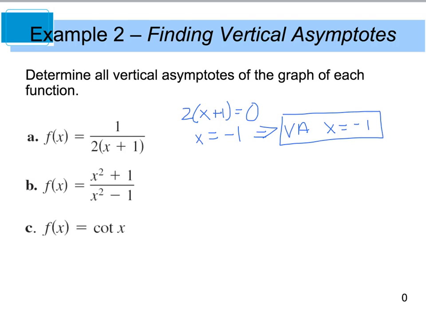Okay, and I'm going to do the same thing for B. This right here is where my function will become undefined if I plug in the correct number. To find out where my vertical asymptote exists, I'm going to factor that because I see it's a difference of 2 squares. So now I have x minus 1 times x plus 1. Set that equal to 0. And this is going to tell me that my vertical asymptotes are going to occur when x is equal to plus or minus 1.